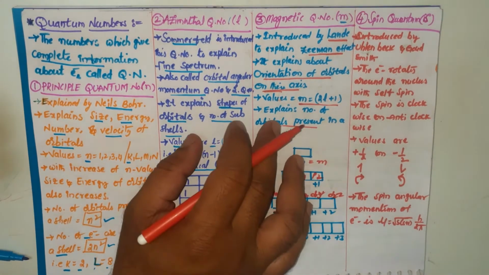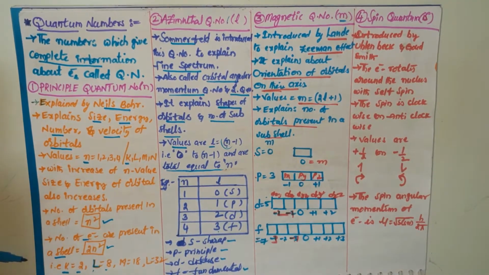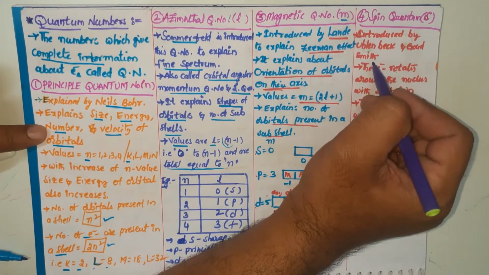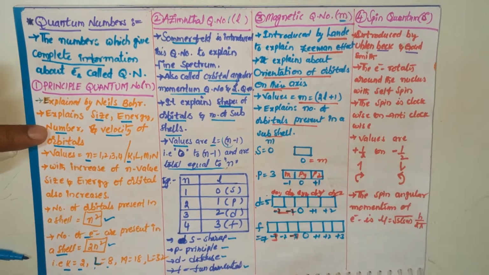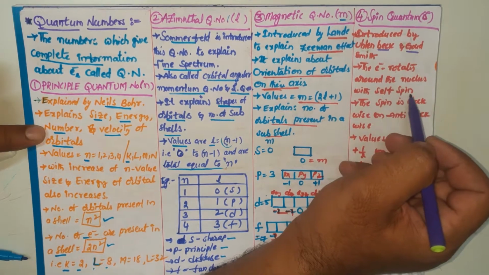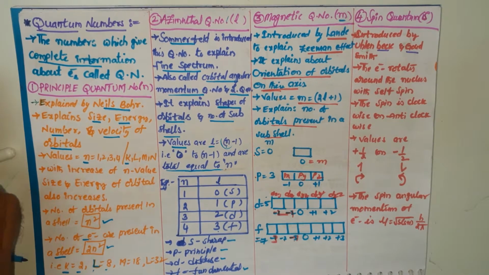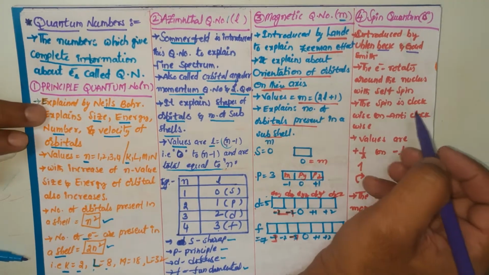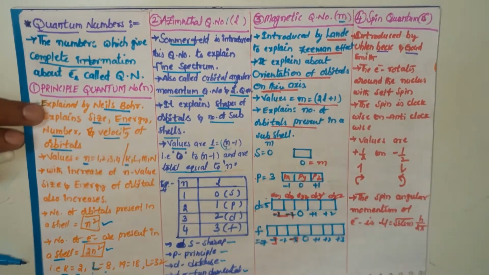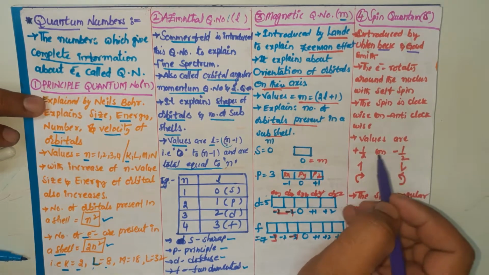Okay, students. Next, the spin quantum number is denoted by small s. It was introduced by Uhlenbeck and Goudsmit. The electron rotates around the nucleus and also spins about itself. That spin has two directions, clockwise and anti-clockwise.